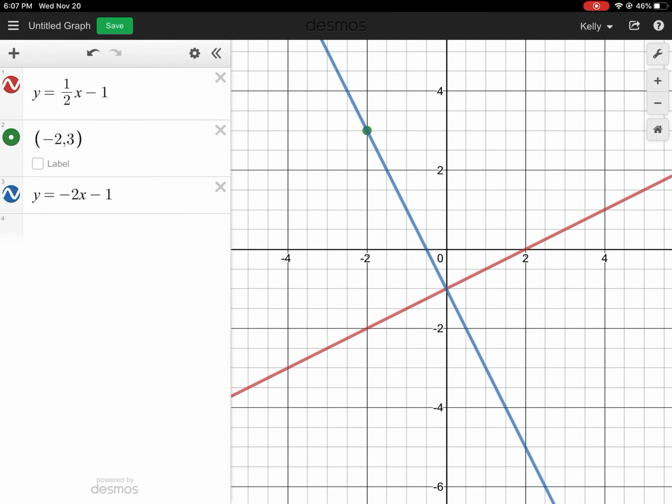So, okay, we're given the red line at the very beginning. That's the equation that we start with. Then they give us a green point and they say, hey, make a perpendicular line. Make sure it goes through this green point. And so we did. We got y equals -2x minus 1. It goes through the green point and it is perpendicular to the red original line.